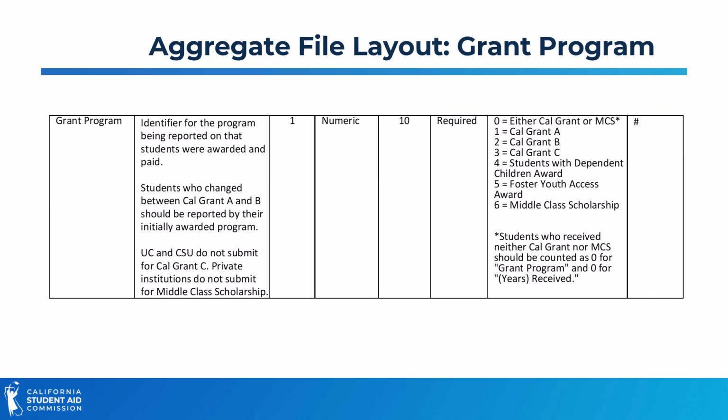So why is it like this? We want to be able to distinguish between students who receive state aid and did not with the value 0, as well as between different types of state aids, which is values 1 to 6.